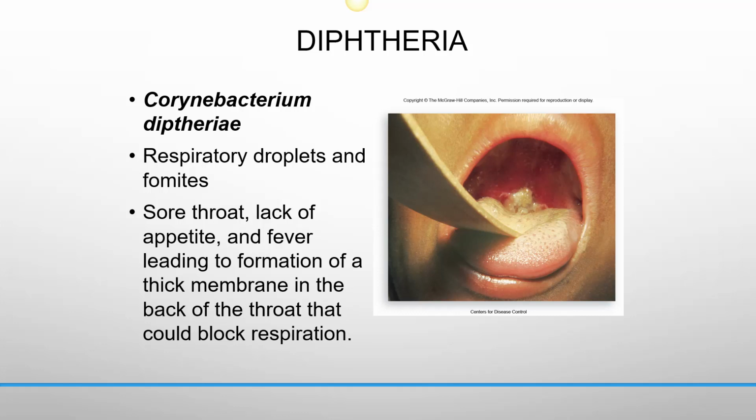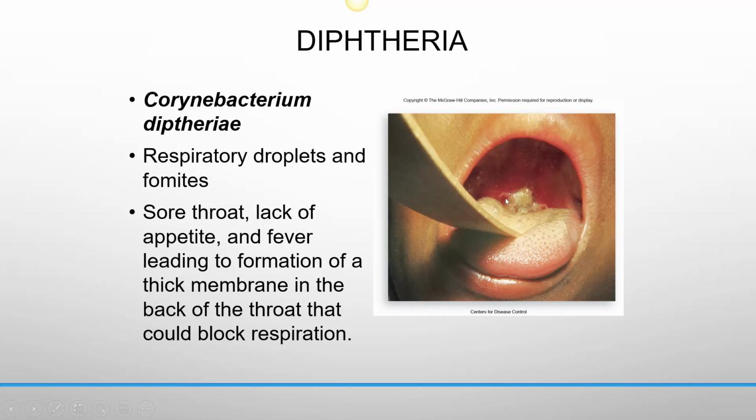So diphtheria is caused by the bacterium Corynebacterium diphtheriae. It's transmitted by respiratory droplets and fomites. So fomites, if you remember, that's when particles are left on an inanimate surface, and then someone comes along and touches that contaminated inanimate surface and ends up getting the infection that way. Symptoms include sore throat, lack of appetite, and fever, leading to the formation of a thick membrane in the back of the throat that could block respiration.